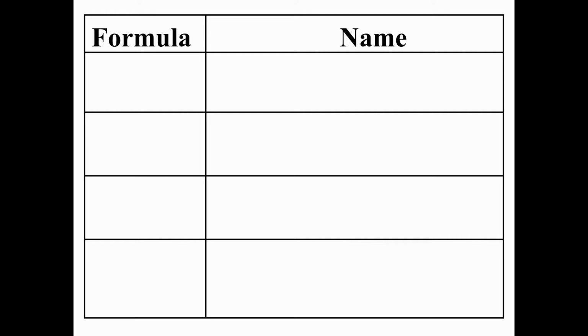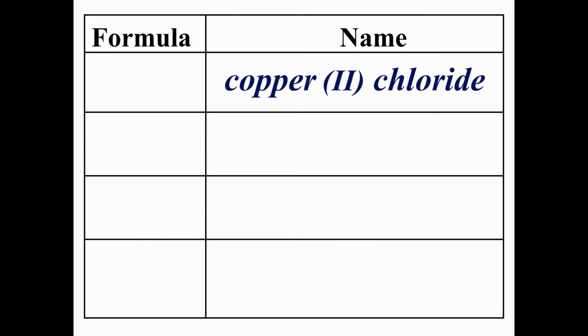All right, now let's tie this in with our naming. How would we write the formula for copper(II) chloride? Well, copper Roman numeral 2 means it's a Cu2+ charge. Chloride is definitely a -1 charge, so we need 2 chlorides to balance 1 copper 2+, and the formula is CuCl2.